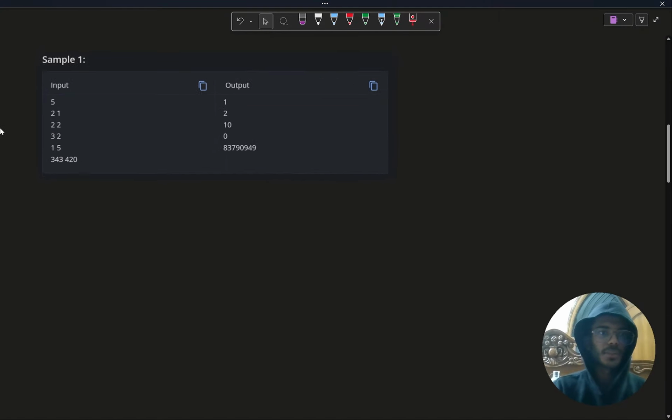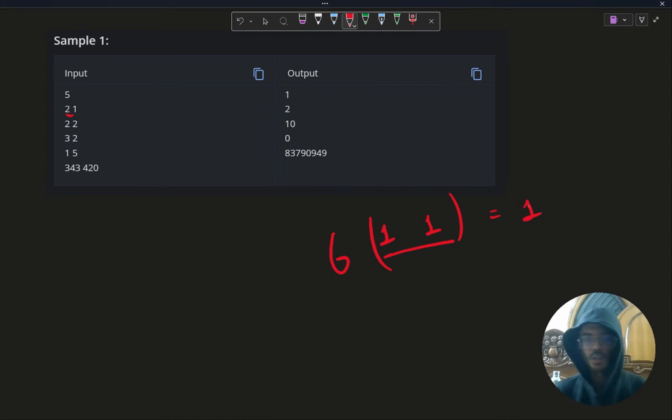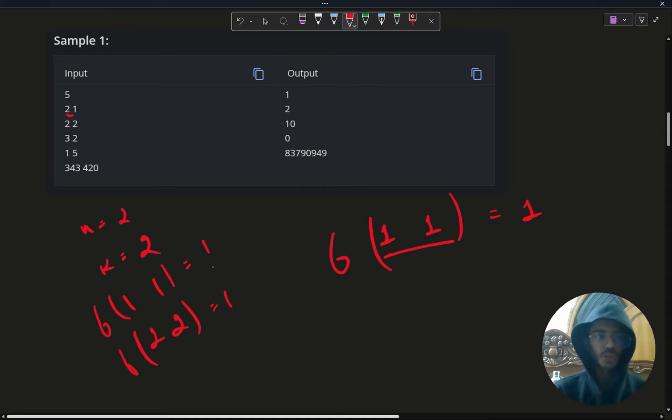So now let's move to the sample inputs. In the first input, n is 2 and k is 1. The only possible array is 1, 1, and f of this 1, 1 is obviously 1. In the second input, we are given n equal to 2 and k also equal to 2. The only possible arrays where we'll have some f of A would be these two, and both of them have f of A equal to 1. So the total sum is going to be 1 plus 1, that is 2.